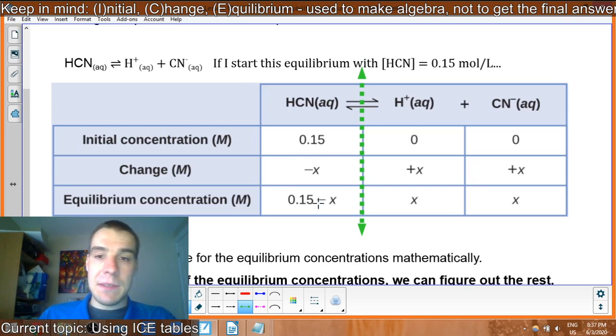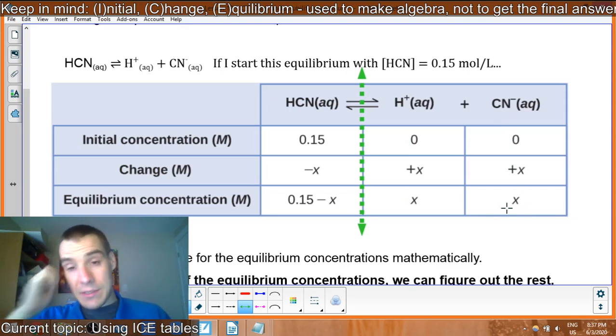And then the last thing, the equilibrium, is you add these two columns together. You've got the initial and you've got how much it changed by. So at equilibrium, you're going to have 0.15 minus x. Here it's 0 plus x, which is where x comes from. This is 0 plus x, which is where x comes from. So that's how you set up one of these tables.